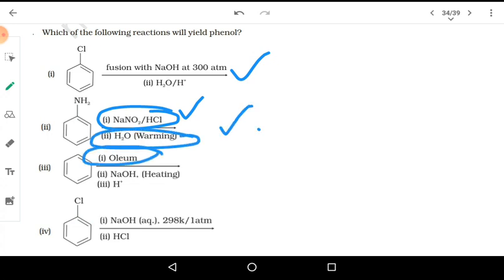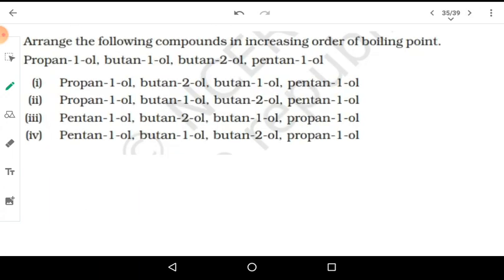Next we are going to treat it with oleum. We are getting benzene sulfonic acid, and that is treated with NaOH on heating will give us phenol. Next we have chlorobenzene, that is treated with NaOH at 298 Kelvin. No, this is wrong because nearly 623 Kelvin is needed. Let us now move on to the next question.